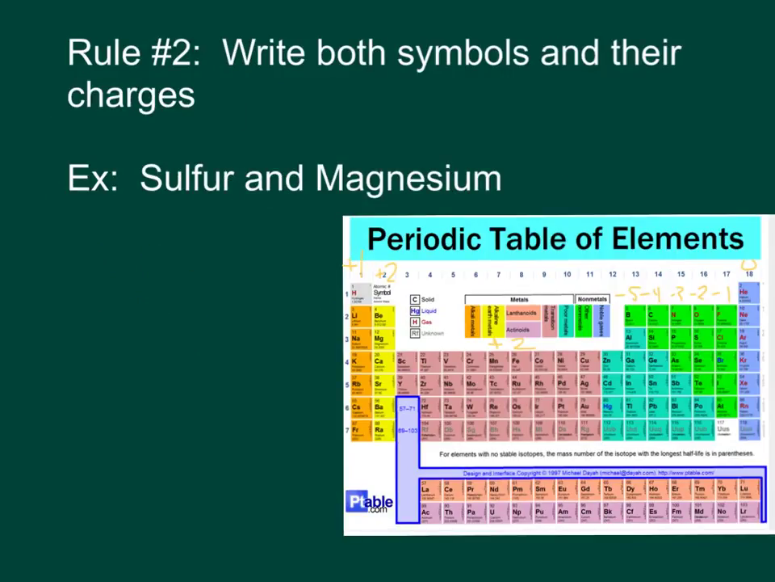All right, now we know that the cation, or the positive ion, is going to go first. So we can see magnesium is a positive 2, so we're going to write Mg. The next thing I want you to do is write its charge, plus 2, right by it. Then we're going to write sulfur. We're going to go over to the right, find S, and it is a negative 2. So now I've got my symbols, and I've got my charges.